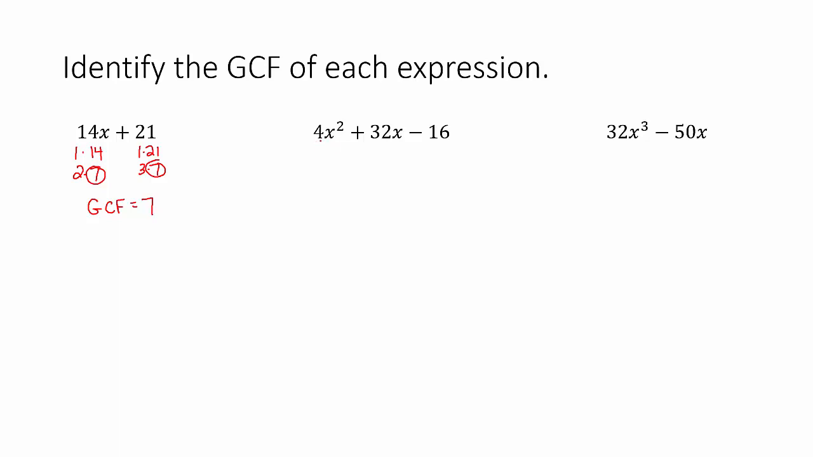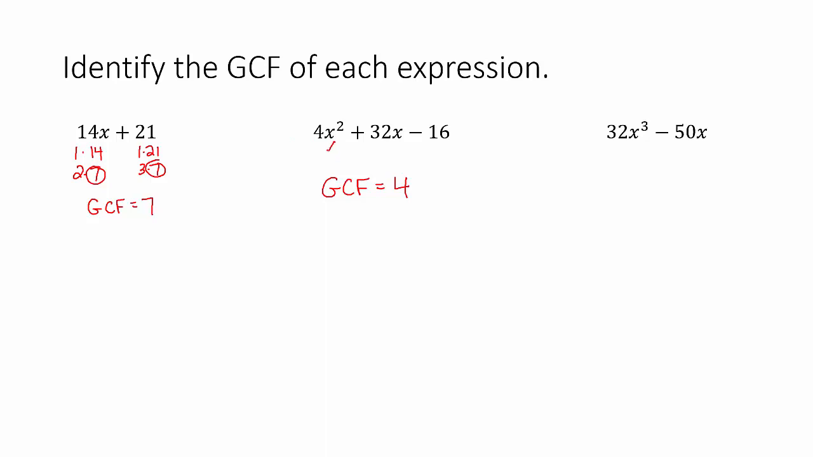Notice how the first term's coefficient is 4. That's really going to limit what the GCF can be. In fact, a lot of times I like to look at that coefficient and see if it is the GCF. So is 4 a factor of 32? And is it a factor of 16? Well, indeed it is. So I know that the GCF starts with a 4. Now I'm going to consider these variables here.